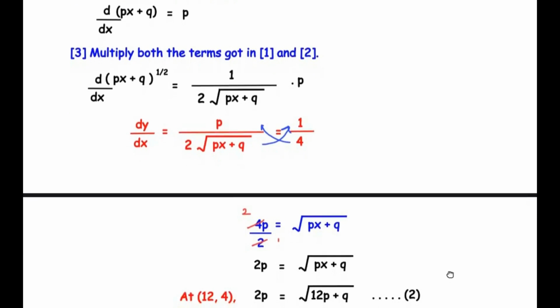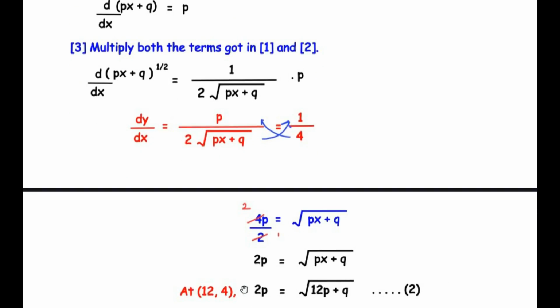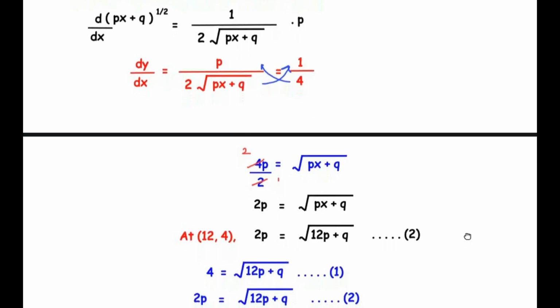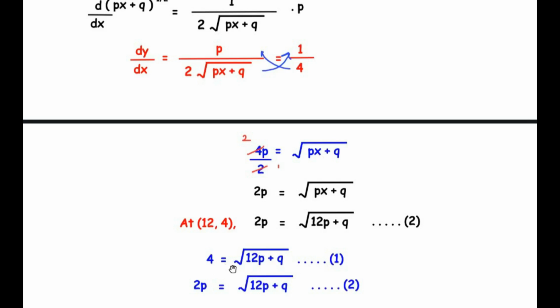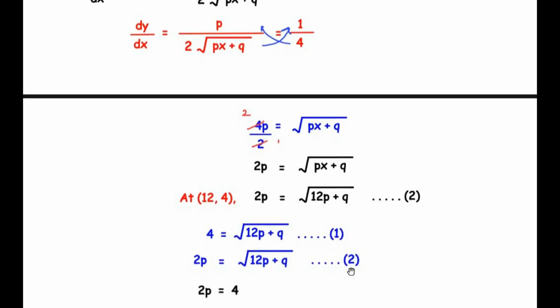Now let us consider the given point, that is (12, 4). We get the expression as 2p is equal to, now in place of x we are going to replace 12, giving us square root of 12p + q. Now let us consider this as equation 2. So now we have equation 1 and equation 2. Equation 1 was 4 is equal to square root of 12p + q, and this is equation 2. Now if you compare equation 1 and equation 2, the right hand side terms are absolutely the same. So we can equate the left hand side terms, giving us 2p is equal to 4.